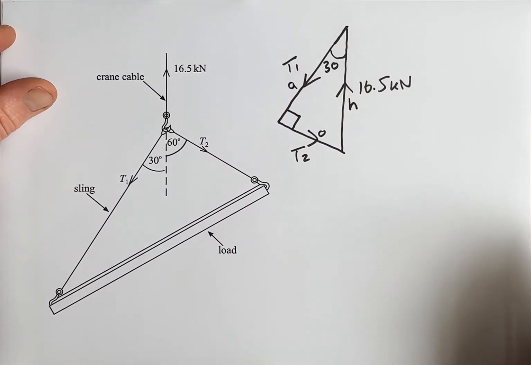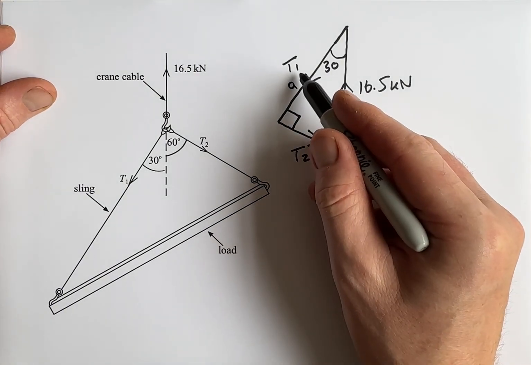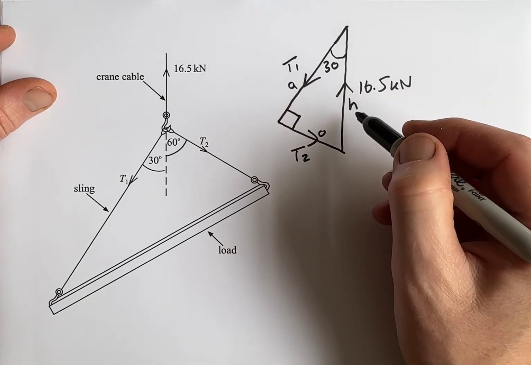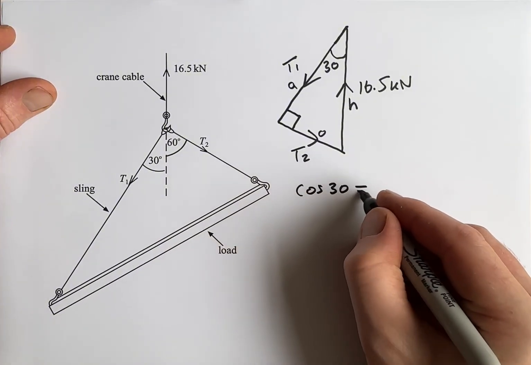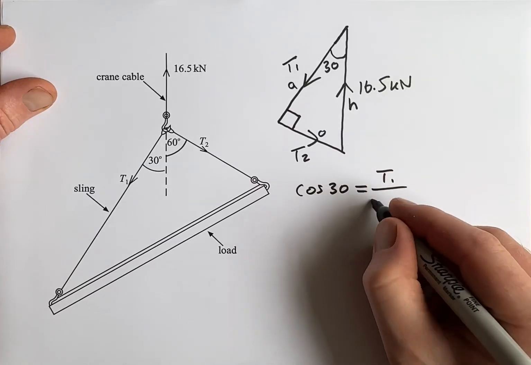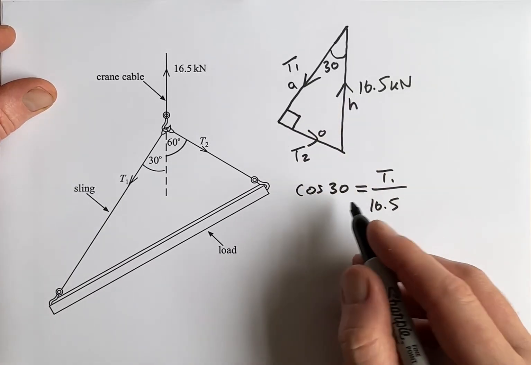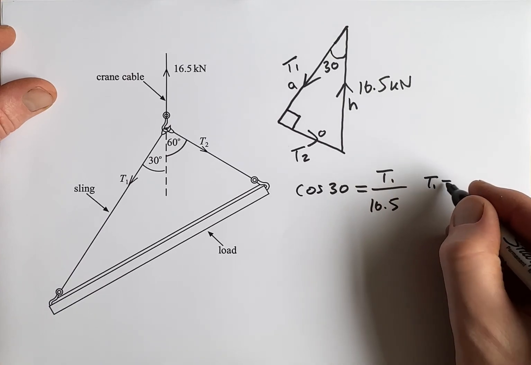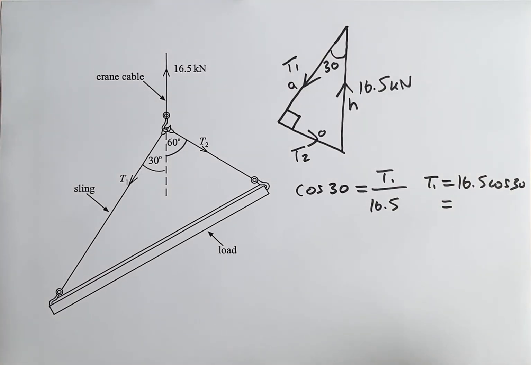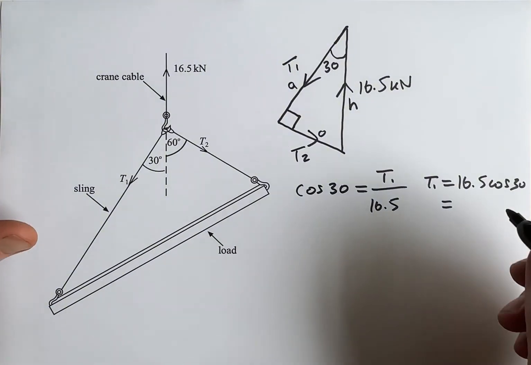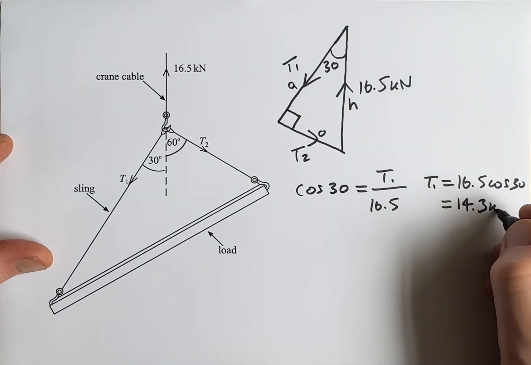So we're just going to use some simple trigonometry now. If we work out T1 first, we can use cos theta. Cos of 30 is equal to adjacent over hypotenuse, so T1 over 16.5, and we know it's in kilonewtons. If we rearrange that, we get T1 is equal to 16.5 cos 30, and then we can work that out using our calculator. If you put 16.5 cos 30 in, you're going to get 14.3. So that's 14.3 kilonewtons.